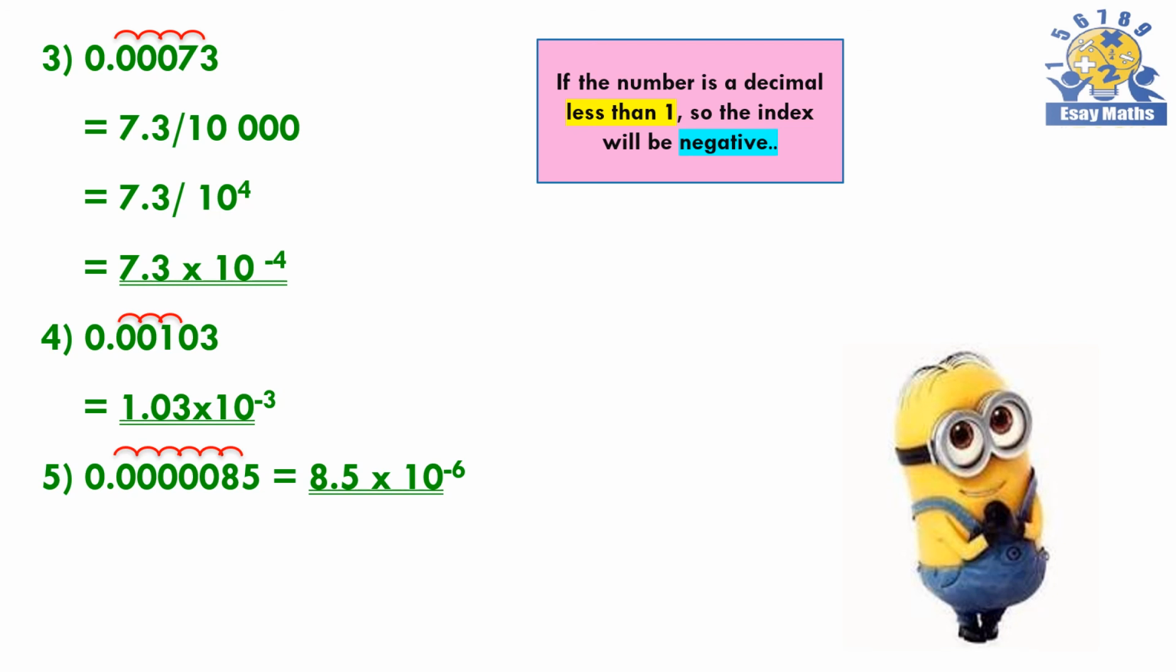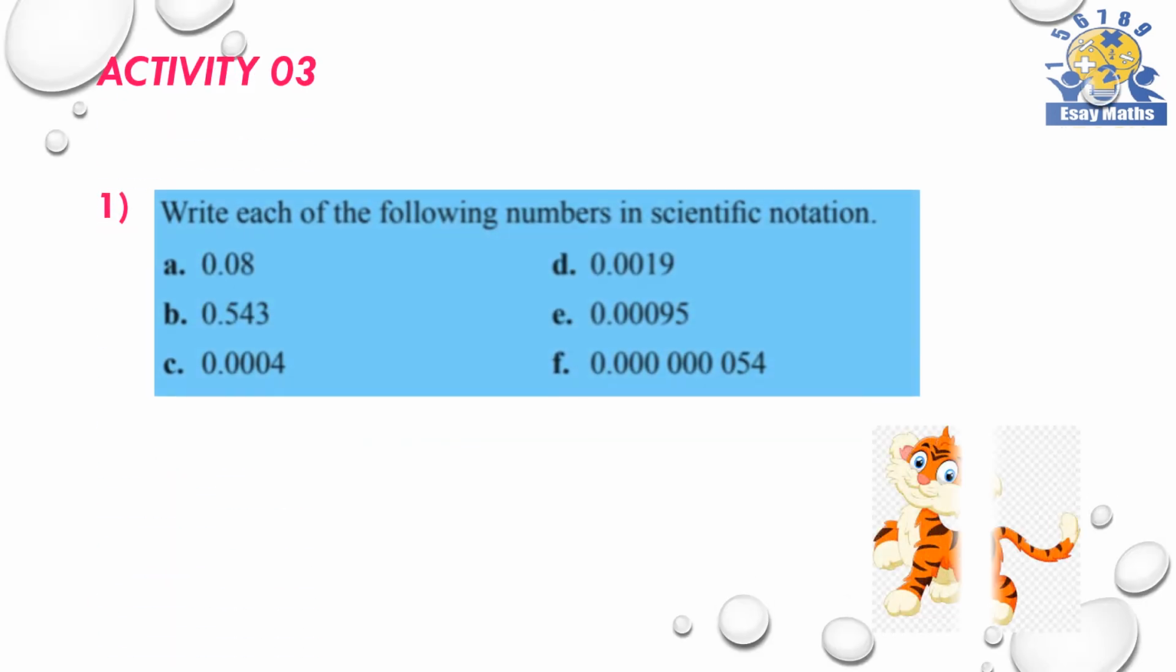I think now you can express a decimal number less than 1 in scientific notation. It's a very easy topic. I hope you can understand what I said. To the activity number 3.